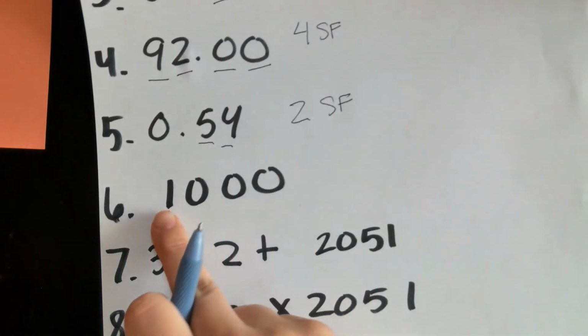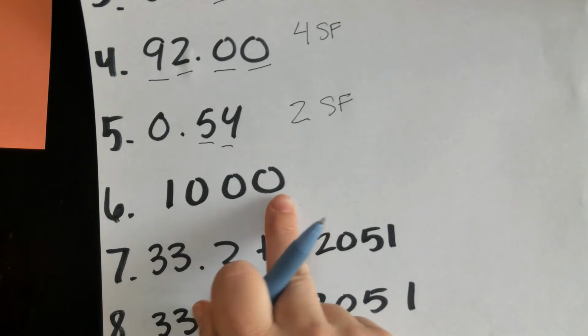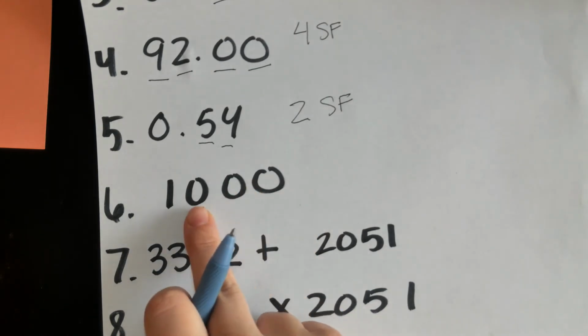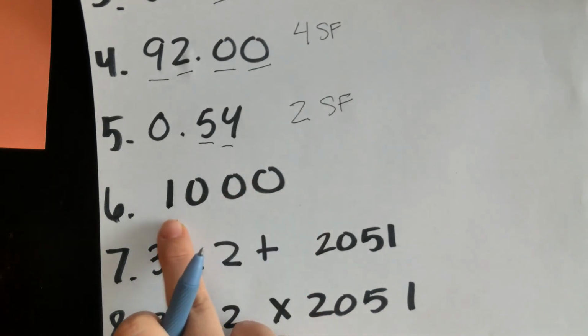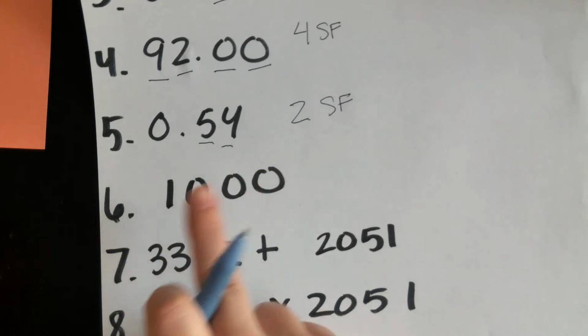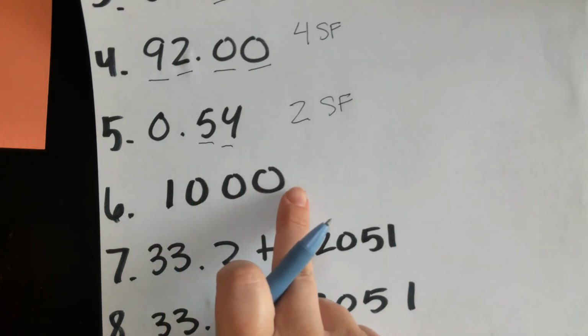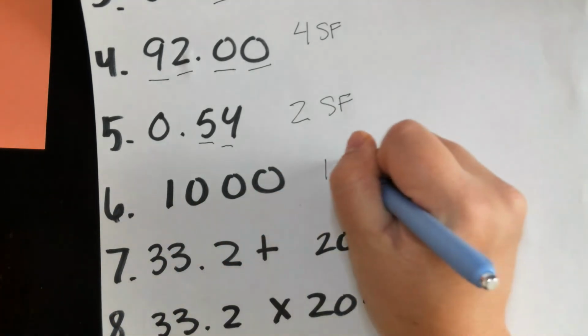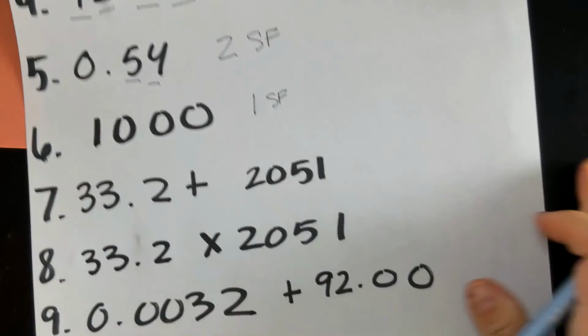Okay? Look at number 6. This is a problem a lot of people get confused. I see 3 zeros and a 1, and a lot of people say, well, these zeros are after a non-zero number, so I have 4 sig figs. It's not true because there's no decimal point in place there, so you only have 1 sig fig.